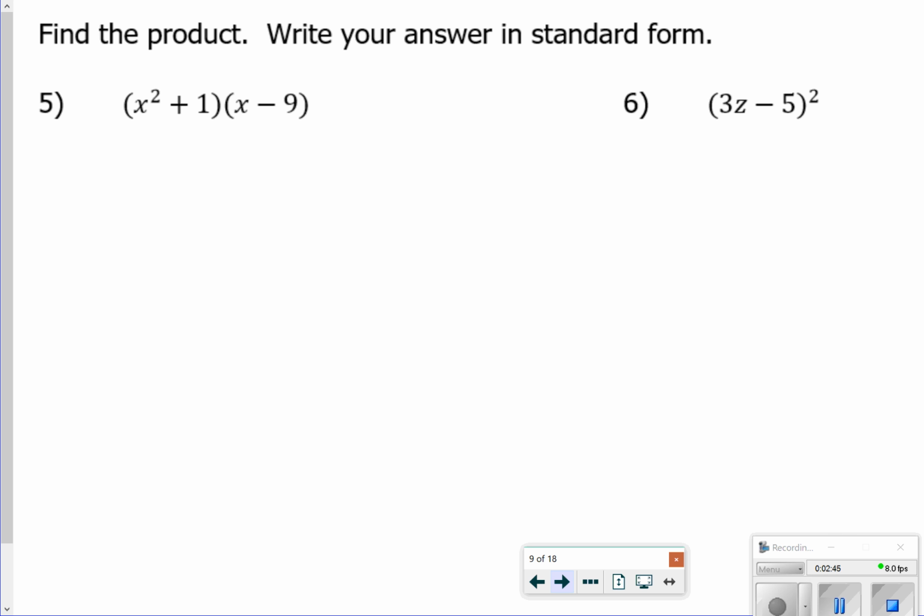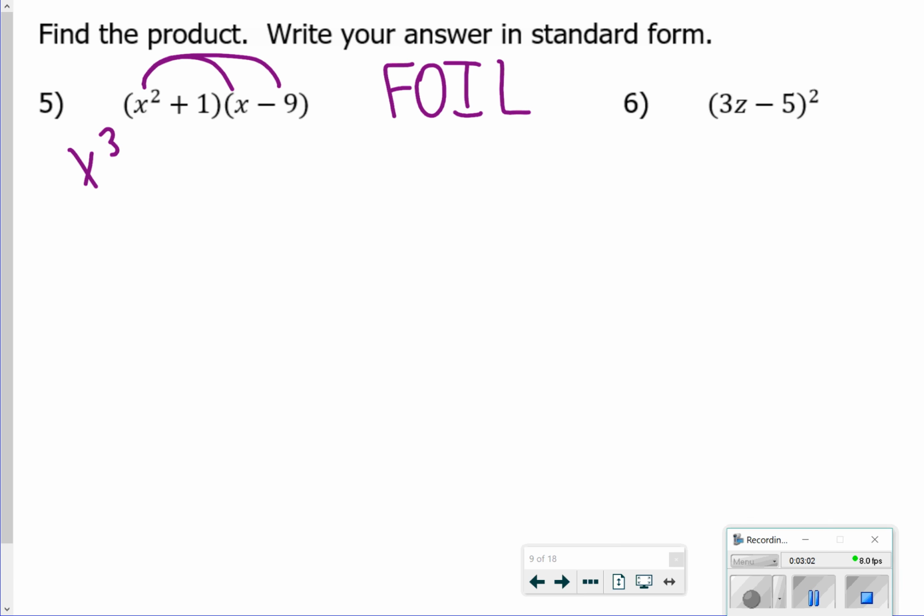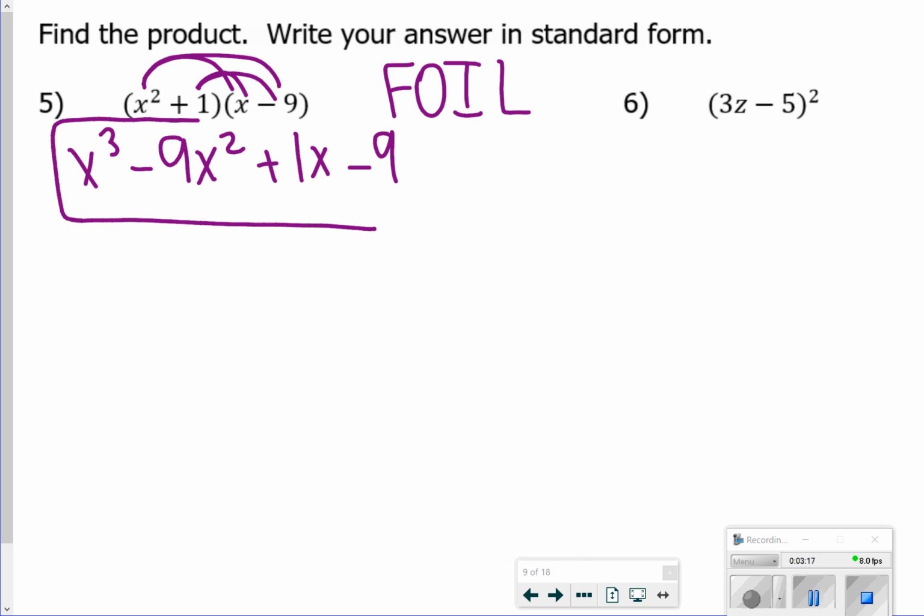We're finding the product. For this one, since we're multiplying two binomials, we can use the FOIL method. So first would be x times x squared, that'd be x to the third power. And then outer, that'd be negative 9x squared. Inner would be plus 1x. And then last would be minus 9. And I can't combine any of my like terms, so this would be my final answer for number 5. And if you just wrote x instead of 1x, that'd be fine as well.